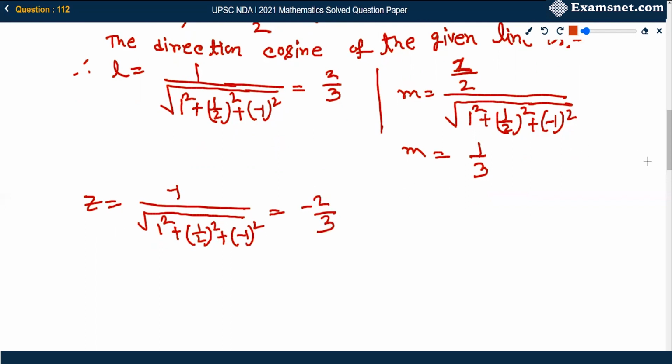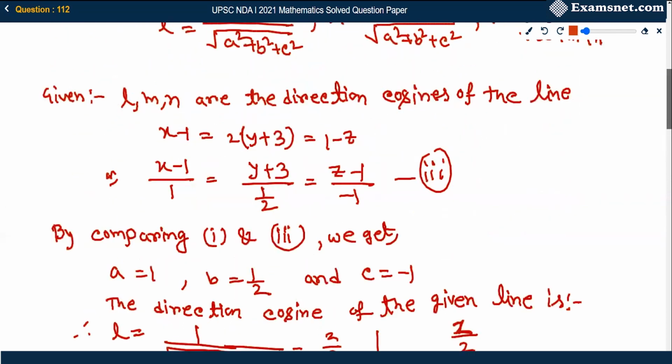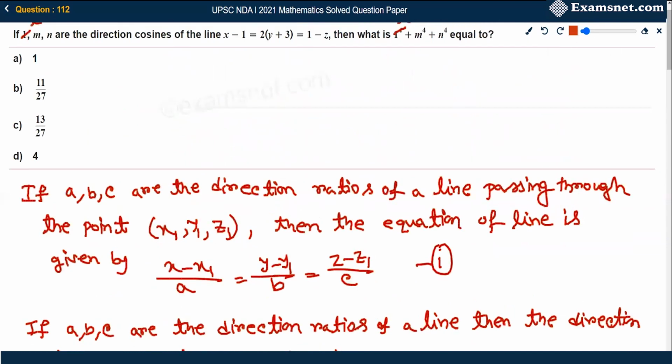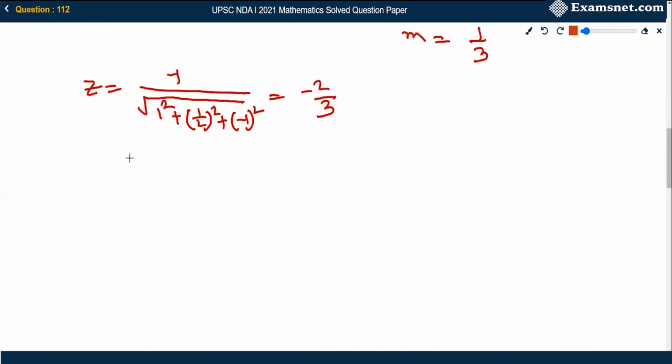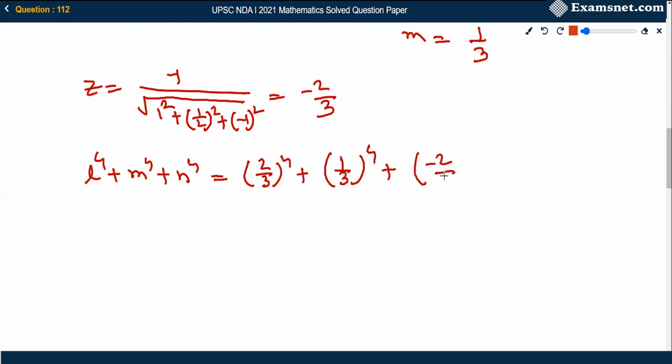So it will give us the value minus 2/3. Now the required expression which we are asked to find the value of is L to the power 4 plus M to the power 4 plus N to the power 4. Now 2/3 whole to the power 4, 1/3 whole to the power 4 plus minus 2/3 whole to the power 4. So we got 16 by 81 plus 1 by 81 plus 16 by 81 again.